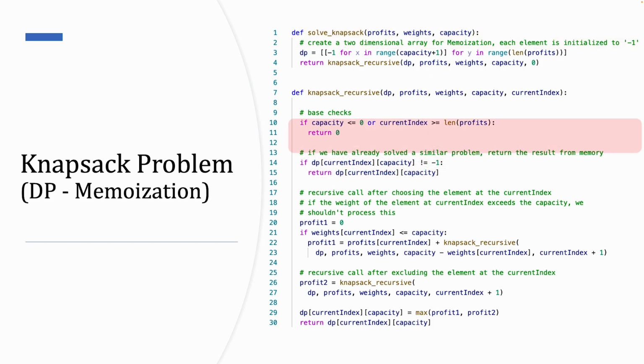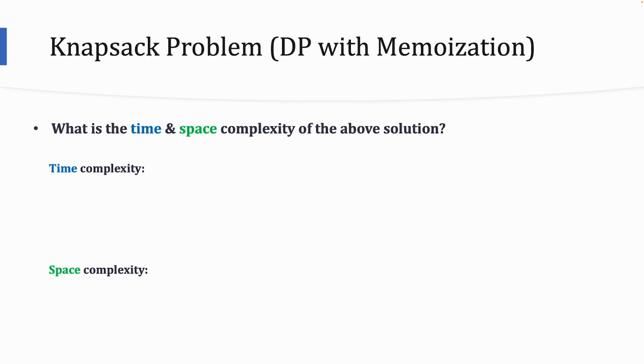If we haven't seen this problem before, let's solve it. Then we have our two options here, right? Taking the object and dealing with the subproblem as a result of that, or leaving the object and dealing with the subproblem as a result of that. And finally, the best of both worlds, right? That's going to be your optimal solution.